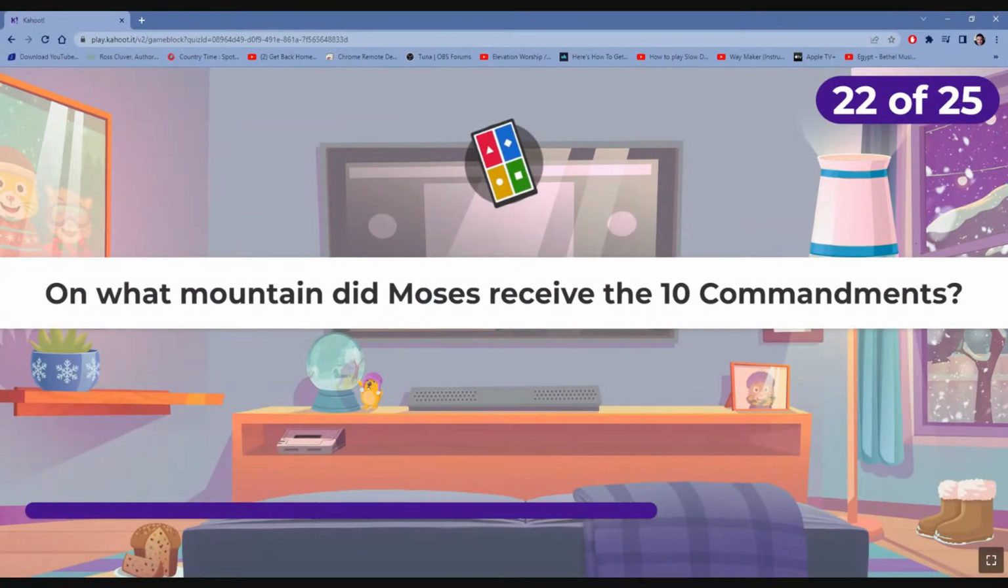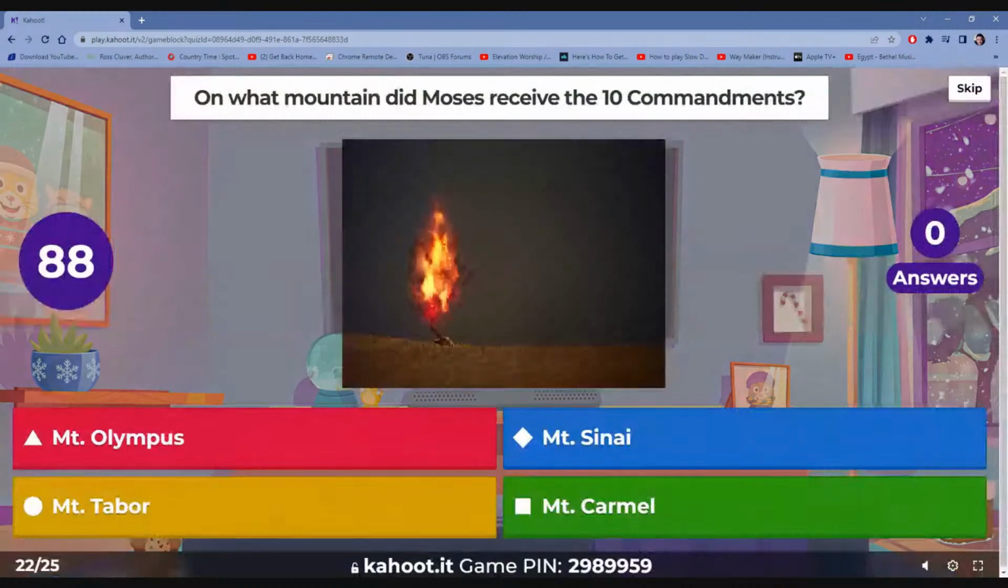Four more to go. On what mountain did Moses receive the 10 commandments? Red, Mount Olympus. Blue, Mount Sinai. Yellow, Mount Tabor. Or green, Mount Carmel. I know Elizabeth Elijah would know this one for sure. Do you agree with me, Bruce?